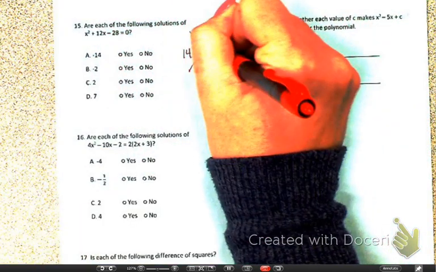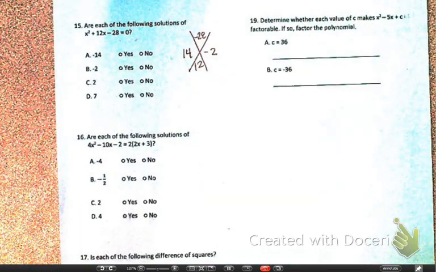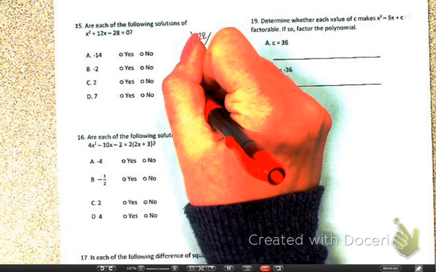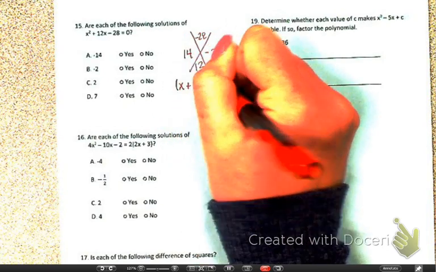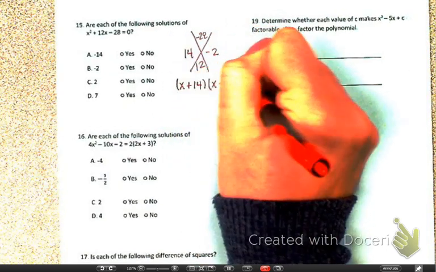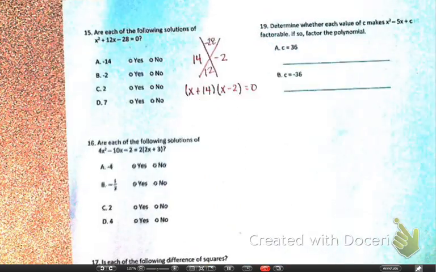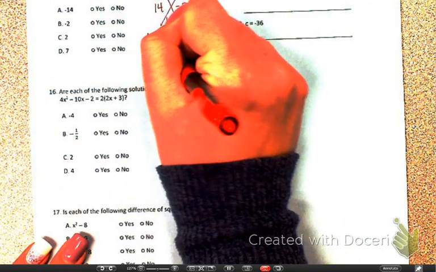14 and negative 2? Yeah. So 14 times negative 2 is negative 28. 14 minus 2 is 12. So I'm left with x plus 14 and x minus 2 equals 0. How do I find the solutions? Set each factor equal to 0.